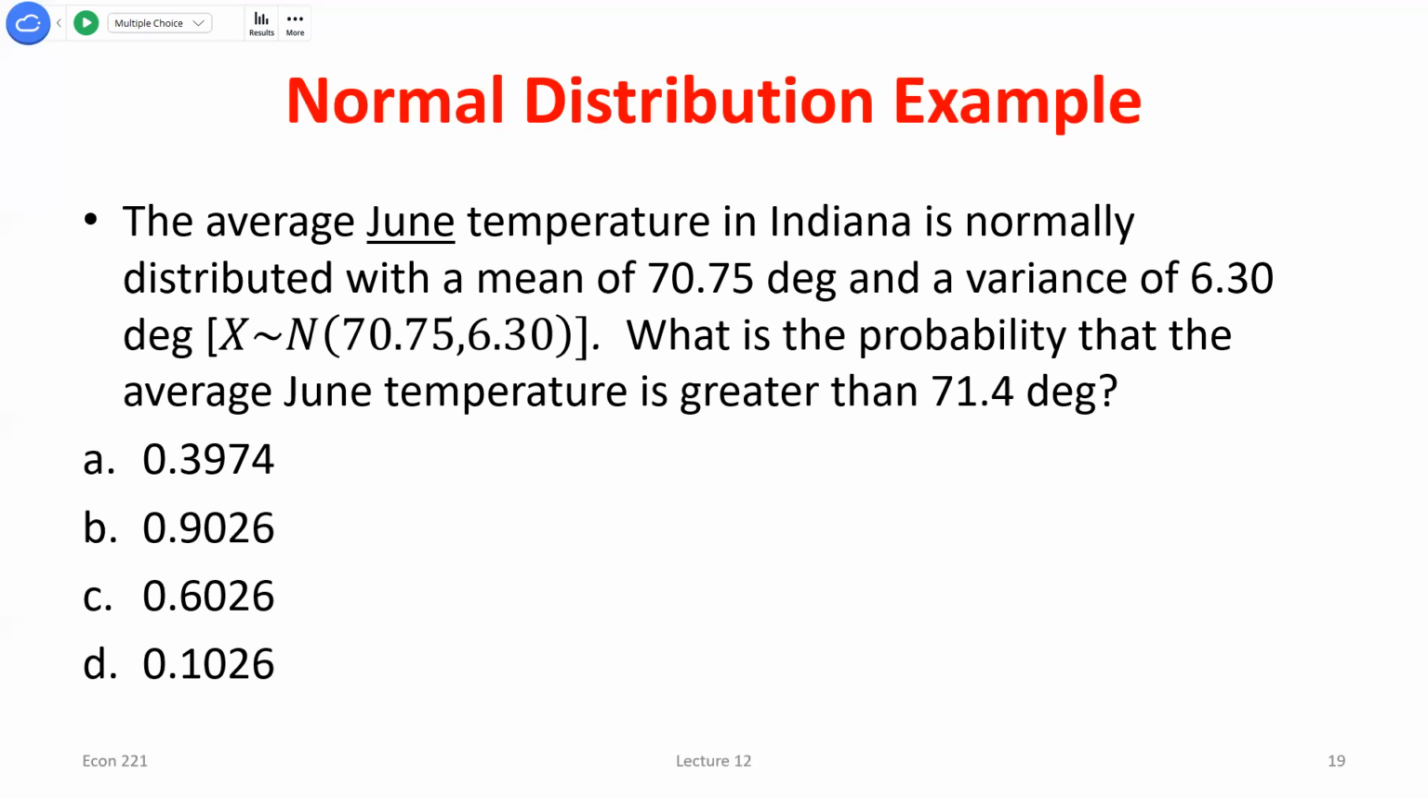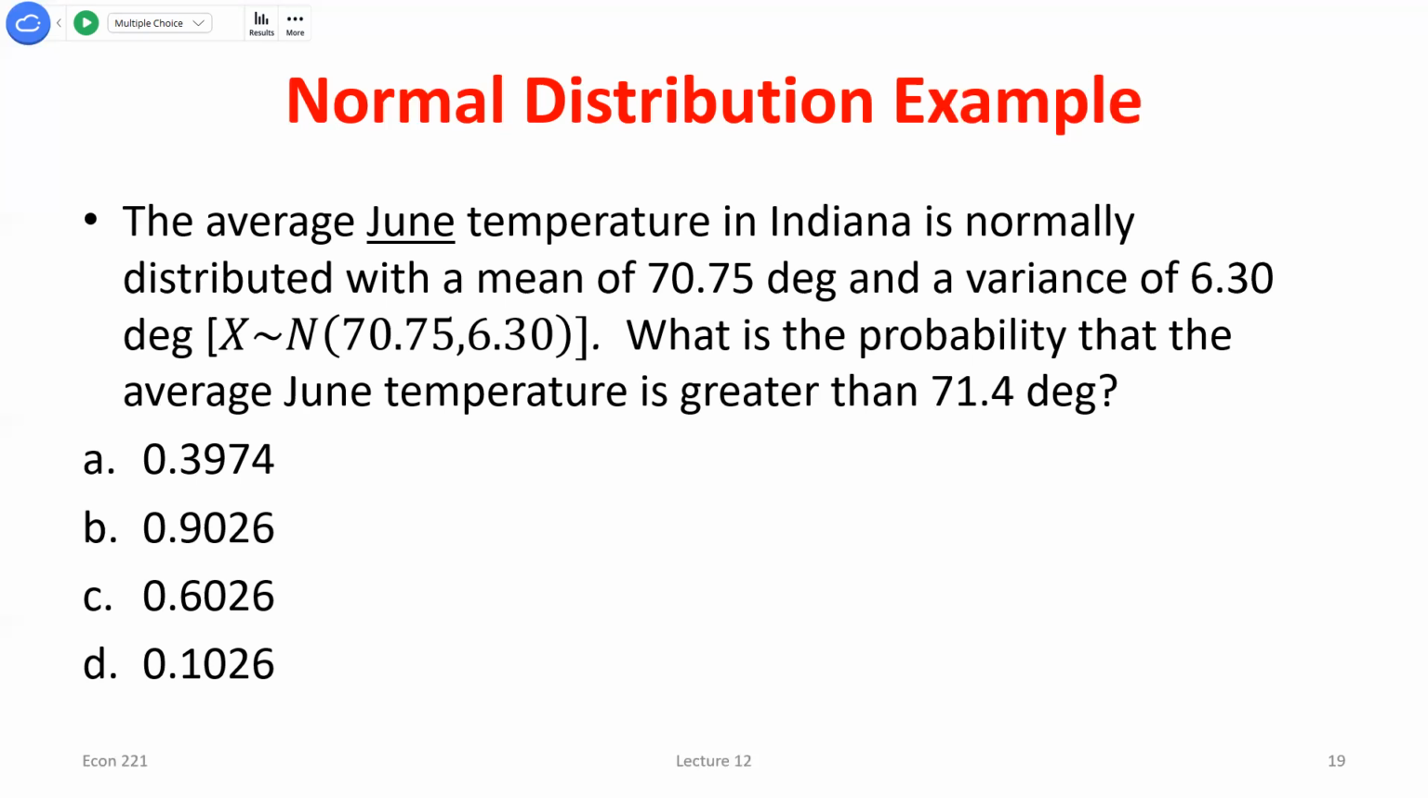Well, I really can't say that for sure without working through the problem, right? So the next step is I need to convert that value of 71.4 into a Z value. Just a reminder, we'll take that value, subtract the mean, divide by the standard deviation. So 71.4 minus 70.75 divided by 2.51 gives me what? I remember this is 0.26. Everyone's nodding their heads, so I must be remembering this correctly.